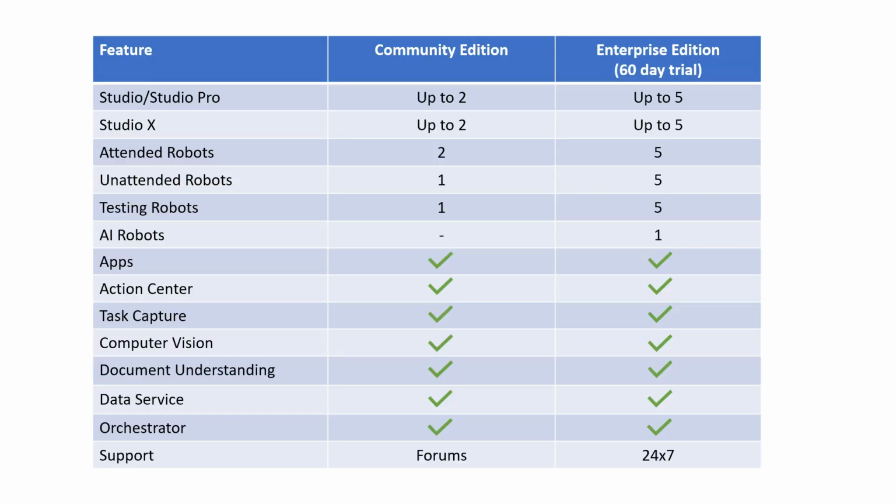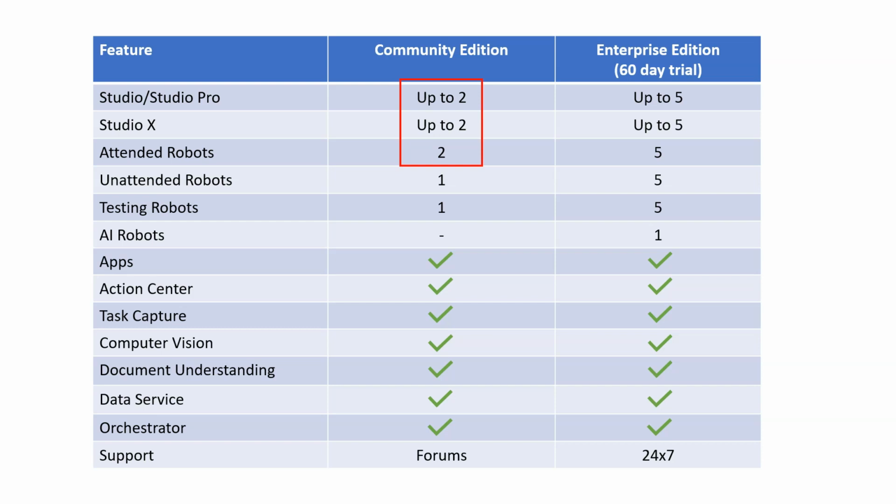You get access to Studio, Studio Pro, and Studio X. And those are the main development tools for UiPath automations. And you get two named licenses. And you can use those as you wish. You can have one Studio and one Studio X. One Studio, one Studio Pro, you can mix those in whatever fashion you want.